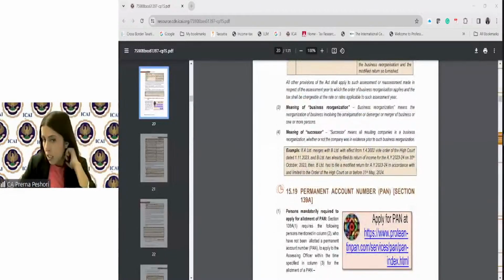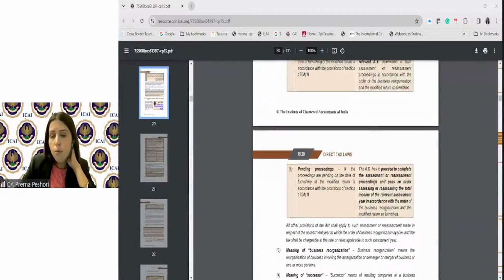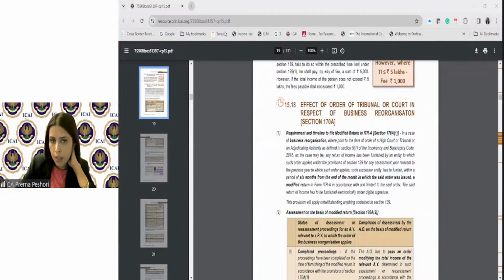Okay, one more thing before we jump on to section 139A, PAN requirement. This is a section that I wanted to discuss. Let's say for example, there is business reorganization which is happening. Let's say amalgamation, demerger, any kind of acquisition. So all of these business reorganizations, amalgamation, demerger have to be approved by the NCLT, National Company Law Tribunal. Or if there is insolvency, then under the Insolvency and Bankruptcy Code by the adjudicating authority.